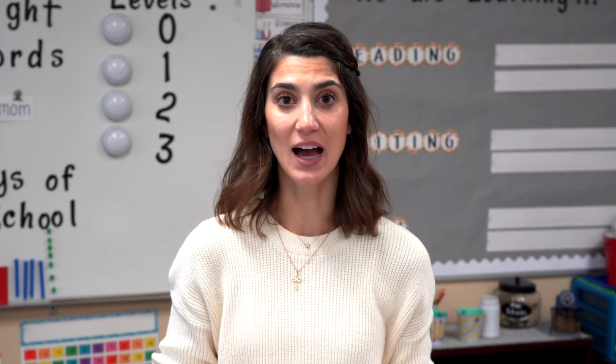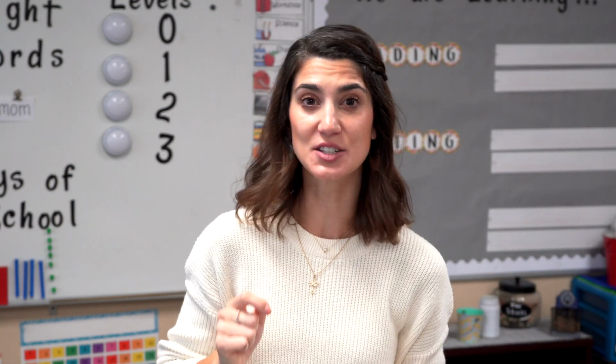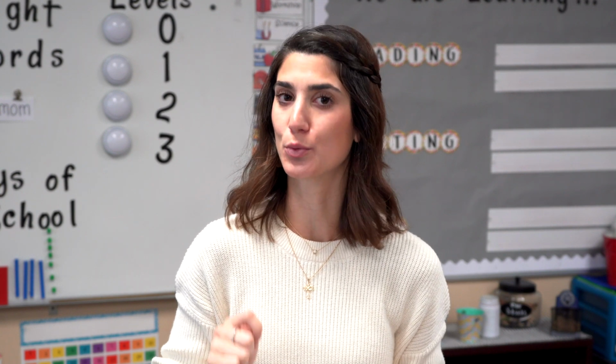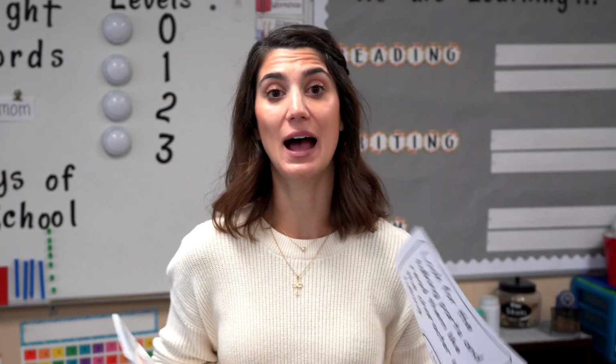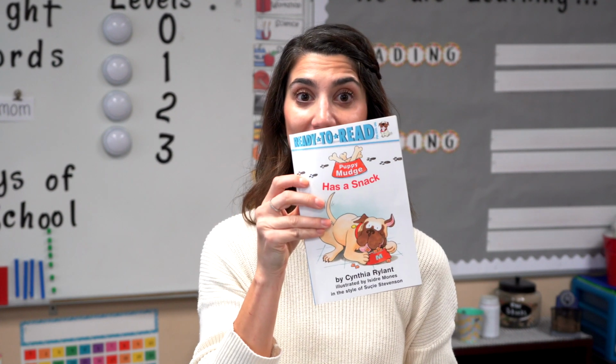And when we come across dialogue, when we see these quotation marks, that's a signal to us as readers that we need to change our reading to make sure that we're reading those lines just like the character would. So we need to change our voices a little bit when we're reading dialogue. So we're gonna go ahead and read through this book again, and I'm gonna make sure to stop wherever I see quotation marks because I'll know that's dialogue and I need to make sure I'm reading it like the character is saying it. So let's go ahead and take a look again at Puppy Mudge Has a Snack.